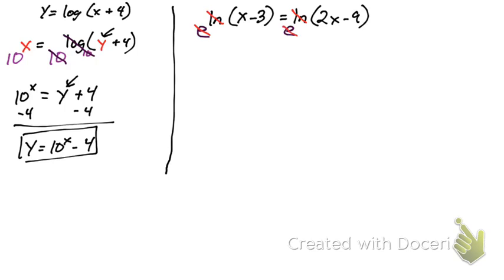Do you need to see that written out? Well, no, I get that. You get that? Okay. And then it's just x minus 3 equals 2x minus 9, and you just solve for x. Are you sure you're okay with the ln and the e canceling out? Yeah. Okay. Awesome. All right.